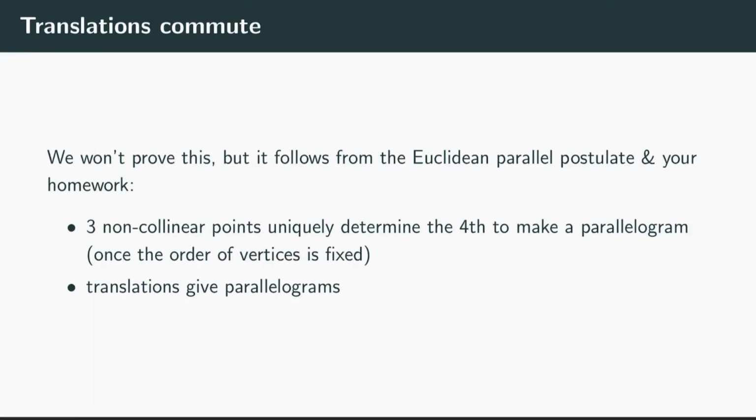Okay, so the fact that the translations commute, as I said a minute ago, the proof of it basically follows from the Euclidean parallel postulate and the result you proved on the homework about translations being determined by these parallelograms. So the key ideas are that if I have three non-collinear points, that uniquely determines the fourth point to make a parallelogram. And then finally, translations give parallelograms, and parallelograms give translations. So let's jump over here to GeoGebra and take a quick look at that.